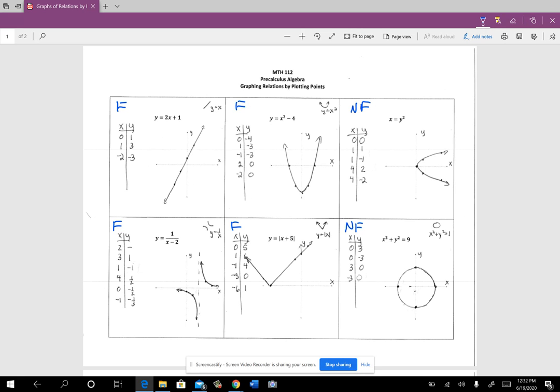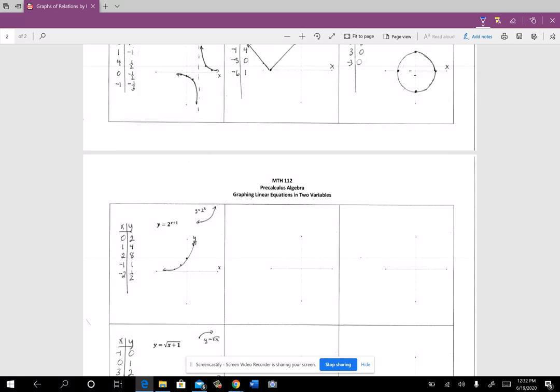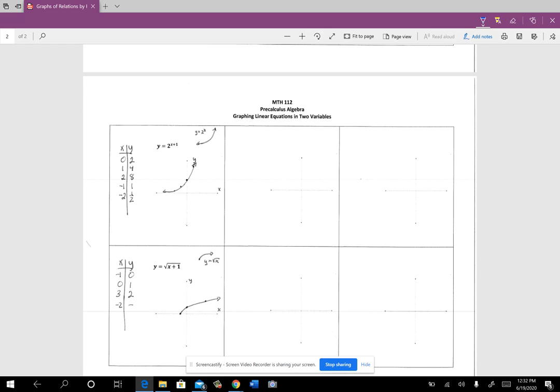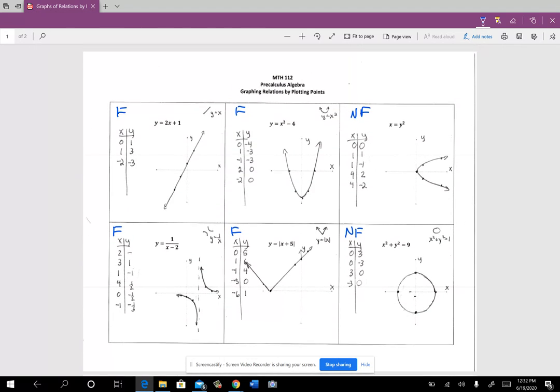All right, I'm going to scroll down to a couple additional ones I have here. Both of these are also functions. Do you see how they would pass the vertical line test? So both of those are functions as well. Okay. All right, now let's go back.